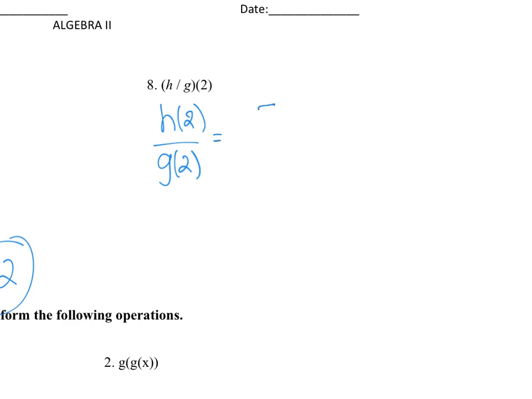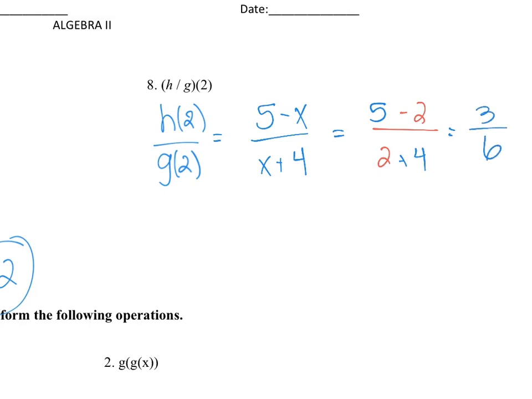Now, my h of x was 5 minus x. My g of x was x plus 4. Those were my functions, okay? I got that from the page before. I just didn't pull that out anywhere. Now what am I going to do? What am I replacing? The x with 2, okay? So 5 minus 2 all over 2 plus 4. I'm going to get a fraction. What's it going to be? Thank you. Now, can that be simplified? 2.